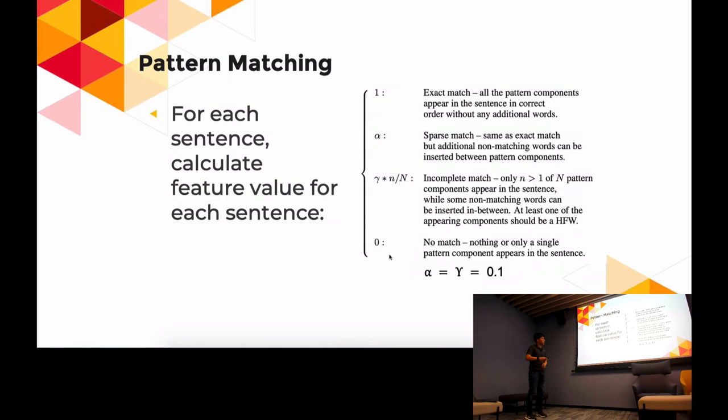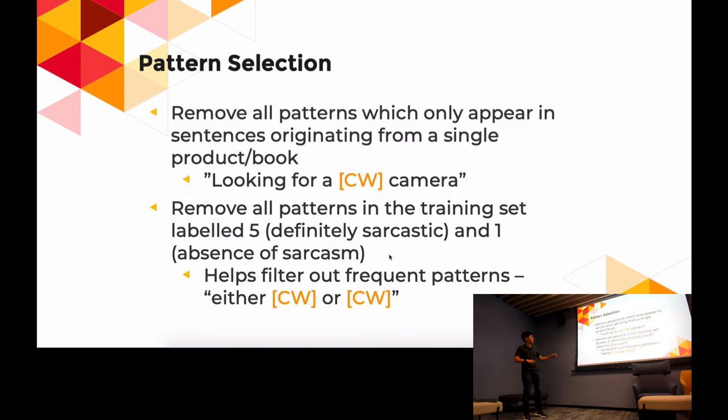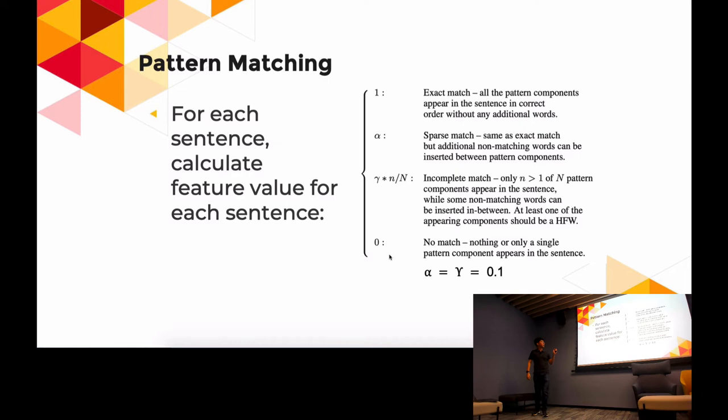If they're comparing products, and it's labeled like 5 or 1, like definitely sarcastic or not sarcastic at all, these are totally irrelevant according to what they feel, because these are very common patterns. And next, for each sentence, we calculate the feature value. If a sentence has an exact match, they will give you a 1. If not, in this case, it's alpha. If it's a sparse match, in this case 0.1, or an incomplete match, or no match at all.